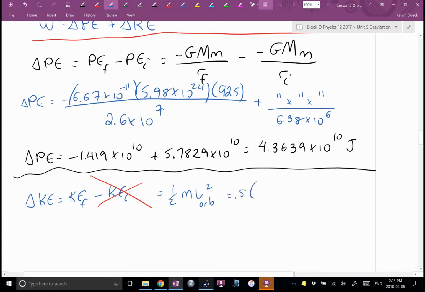0.5. Which mass? Little m. That's the satellite. Which v? What was it? 3,000. What did I say it was? 3,000. Because I calculated it for you guys. Squared. What's the change in kinetic energy?